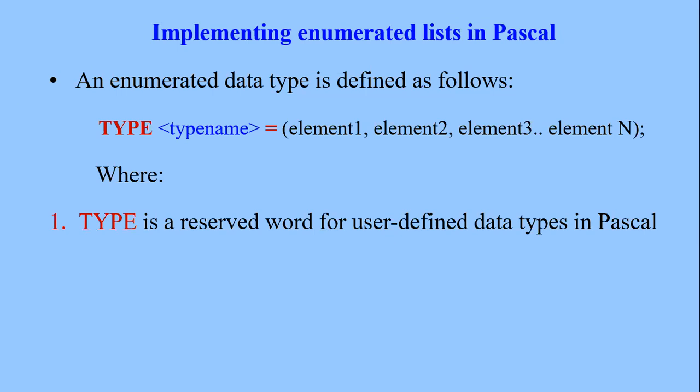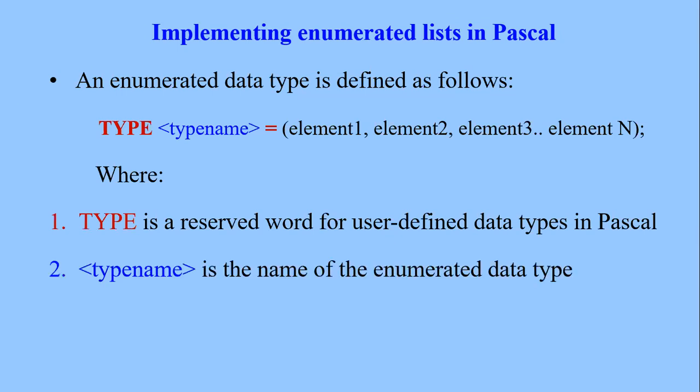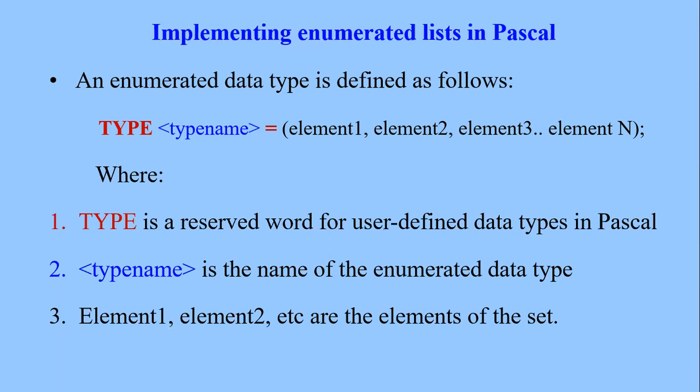where type is a reserved word for user-defined data types in Pascal, while type name is the name of the enumerated data type. And then element 1, element 2, etc. are the elements of the set. For example, we can define a data type called stock, and therefore we define it as type stock equals books, pens, pencils, rubbers.